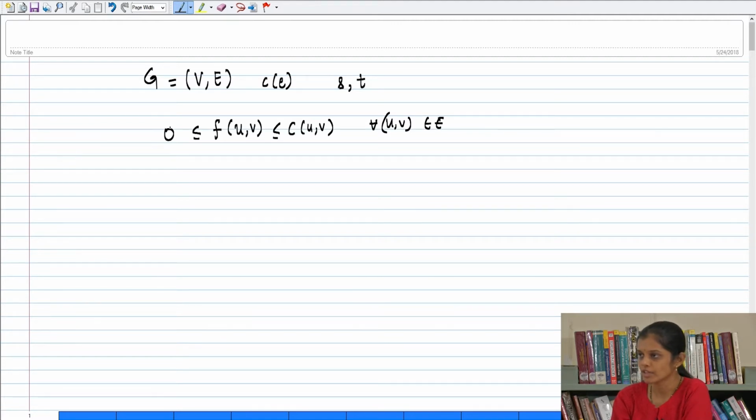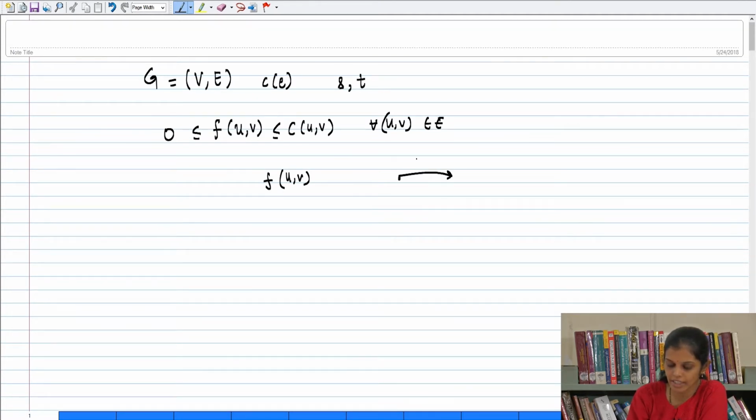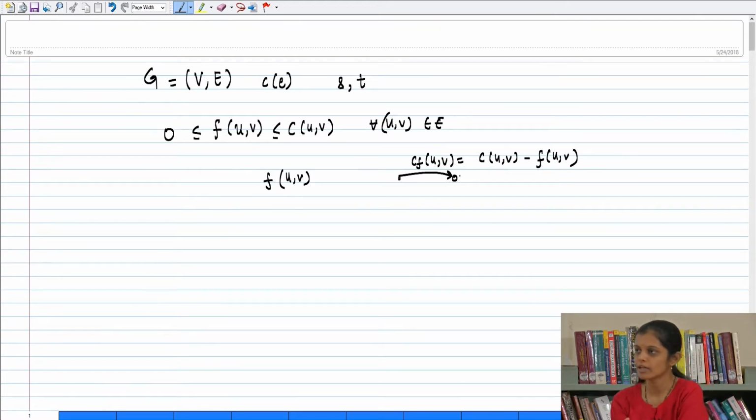So we have this flow function, and we defined a residual network. So can you elaborate how did we come up with the residual network? So if you had an edge (u,v) and you sent a flow f(u,v) on that edge, then you defined the residual capacity of that edge, which was defined as c_f(u,v) equal to c(u,v), which was the original capacity, minus f(u,v). This was the residual capacity of that edge. Is that all the edges that are present in the residual network?